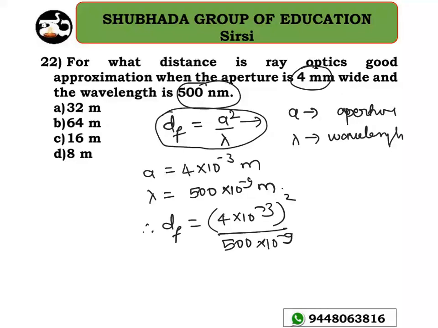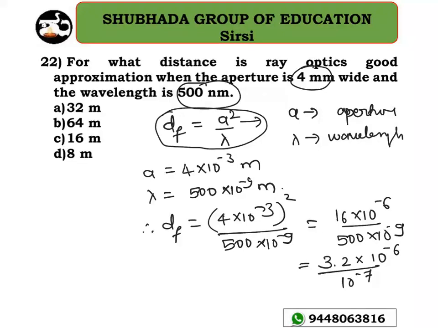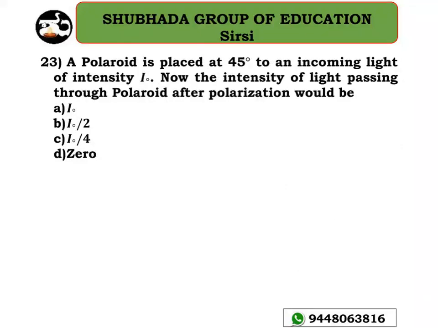Suppose if you simplify this one, what will you get here? 16 into 10 to the power of minus 6 divided by 500 into 10 to the power of minus 9. Suppose if you simplify this one, you will get the answer as 3.2 into 10 to the power of minus 6 divided by 10 to the power of minus 7. So this will lead you to get the answer as 3.2 into 10 to the power of plus 1 meter, that is 32 meter. So it is option A that is the right answer. At option A we can find 32 meter, that is the right answer for this one.